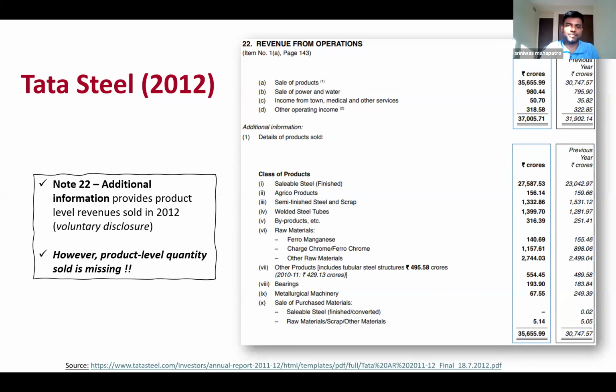You have a question. Do you want to finish your sentence? Yes. I was just meant to say that this quantity level information is not available from 2012 onwards. You can go ahead.